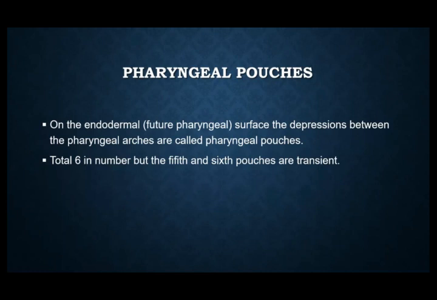These are depression-like structures present on the endodermal surface in between the adjacent pharyngeal arches. Okay? So similarly, their total number is also 6, but the fifth and sixth are transient as they are going to degenerate. The different pouches are going to give rise to different structures of the head and neck region. The fifth and sixth pouches are going to degenerate without giving rise to any structures.